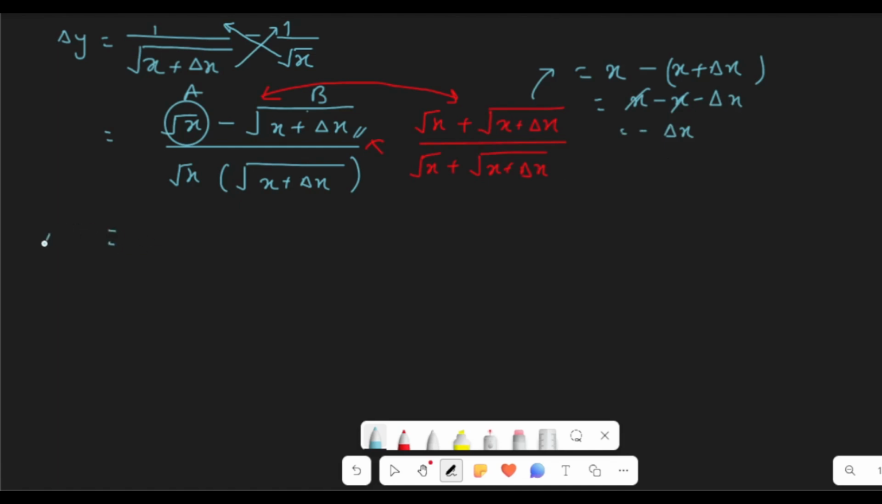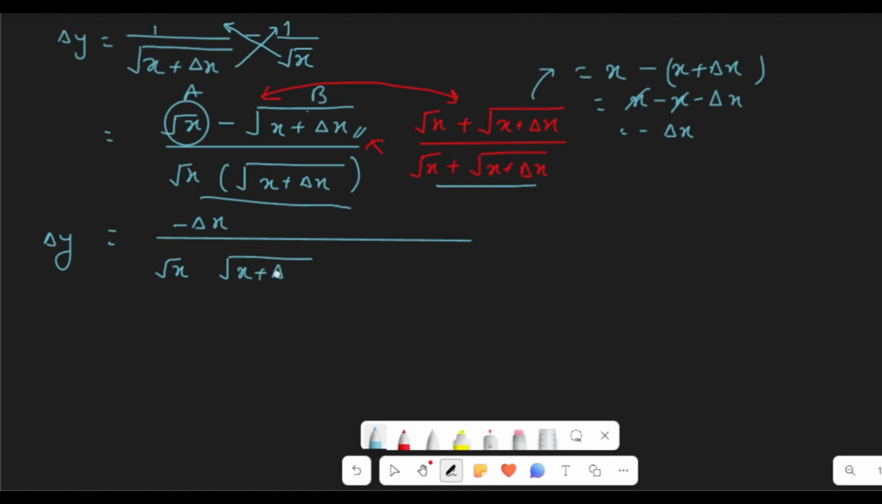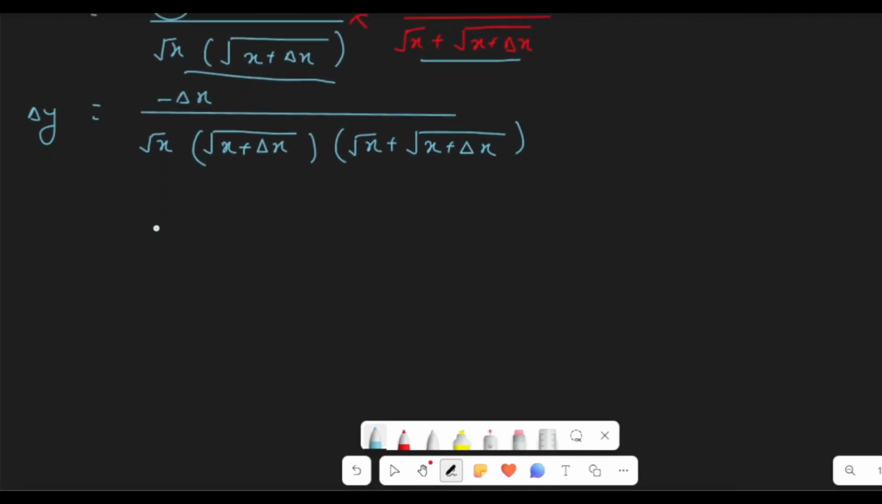So del y is equal to minus del x divided by this whole term multiplied: root x, root x plus del x, and here we have root x plus root x plus del x. So this is del y. Again, now we will replace del y in our definition.